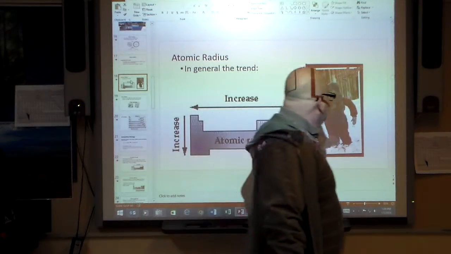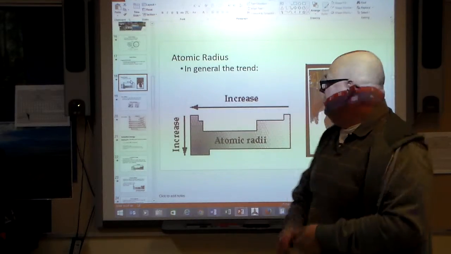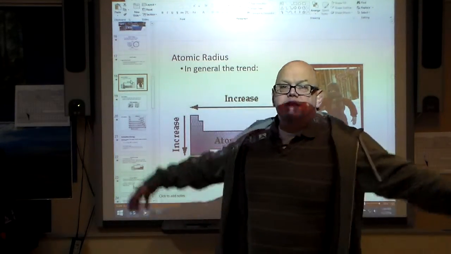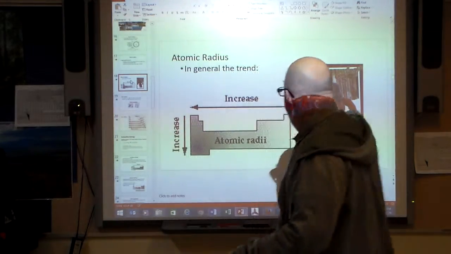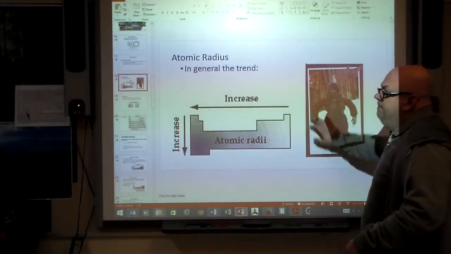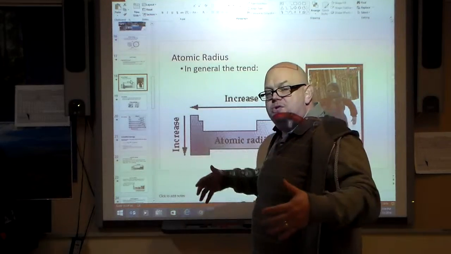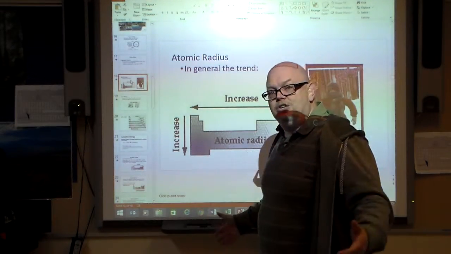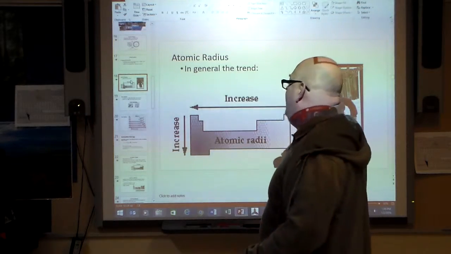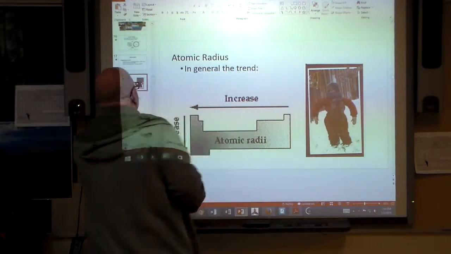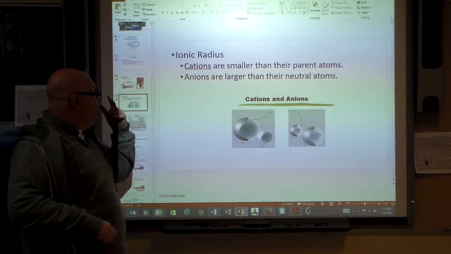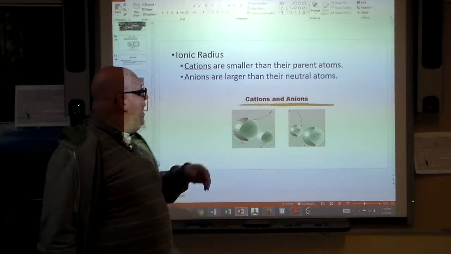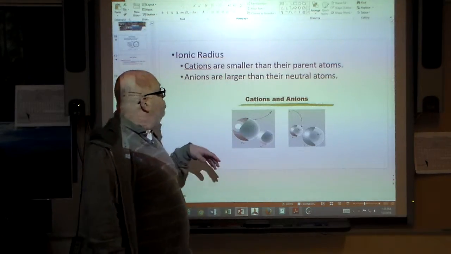And if you've ever seen A Christmas Story, think about the character that had all the layers of clothes on him to keep himself warm. The more layers of clothes he has, the bigger he gets. The more layers of electrons atoms have, the bigger they get. And that's what we see here for ionic radius. Cations are smaller than their parent atoms, and anions are larger than their neutral atoms.